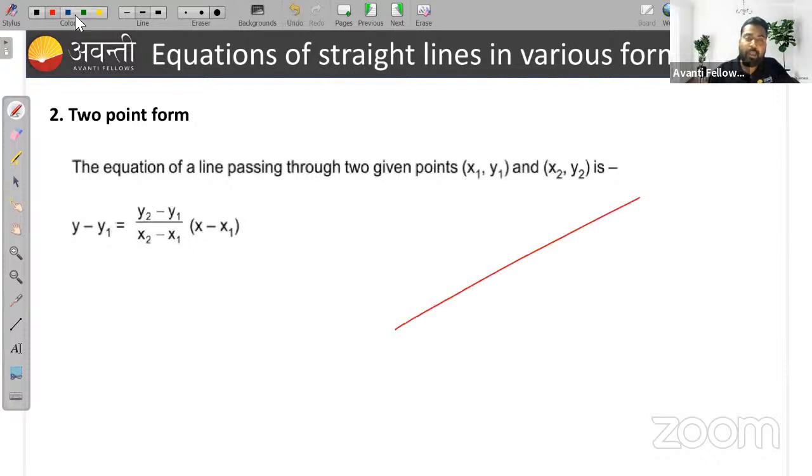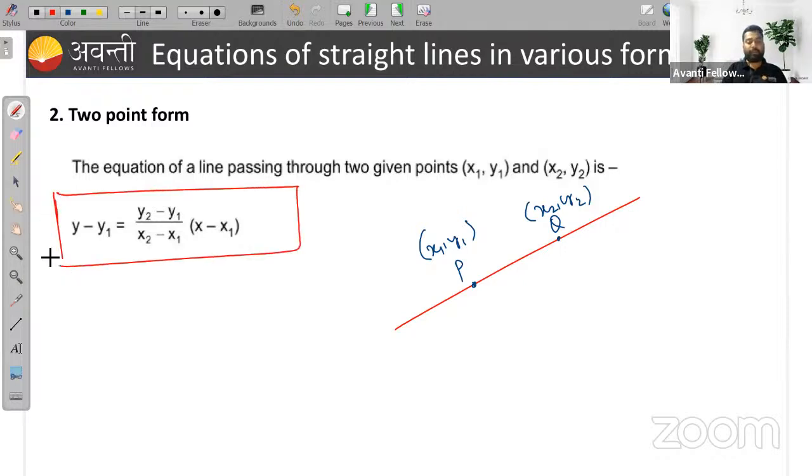Next, the 2-point form. If you have 2 points P and Q on a line, suppose the coordinates of P are x1, y1 and of Q are x2, y2, then you can easily find the equation of the line using this form. This is called the 2-point form of a line. Y minus y1 is equal to (y2 minus y1) upon (x2 minus x1) into (x minus x1). This is actually my slope, nothing else.